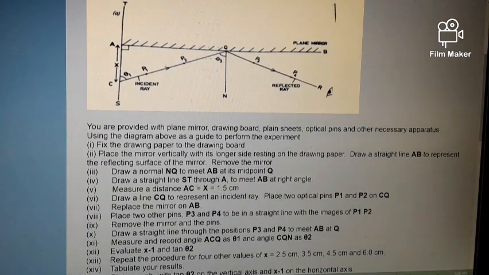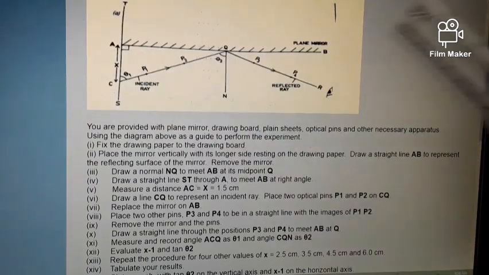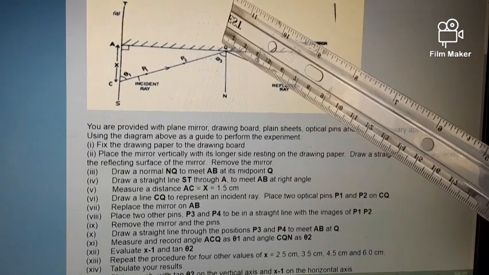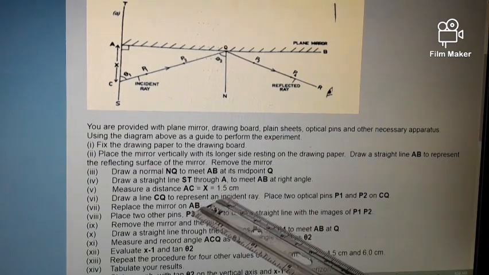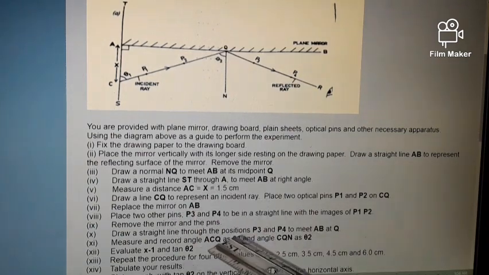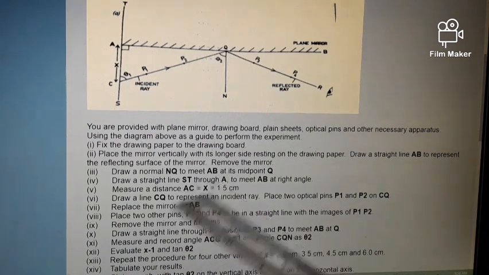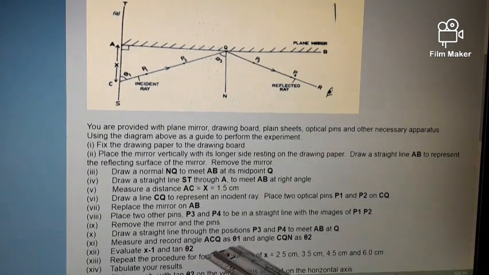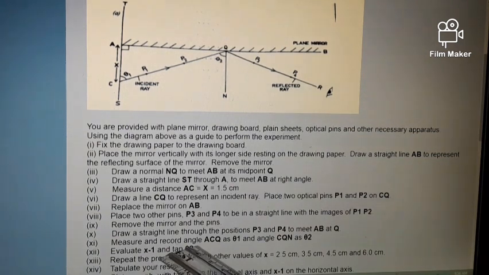Measure and record angle ACQ. So ACQ is theta 1, and angle CQN, that's theta 2. So you see what we are going to be recording. We are going to record X equals 1.5. We are going to record theta 1, and we are going to record theta 2. Then evaluate X inverse and tan theta. So on our composite table, we are going to have X, a column for X in cm. We're going to have a column for theta 1 in degrees, theta 2 in degrees. Then we have to evaluate this. We have this, and we also have tan theta 2.